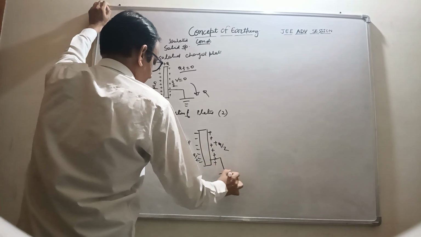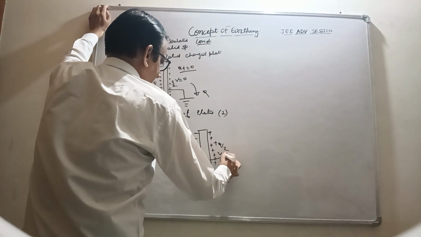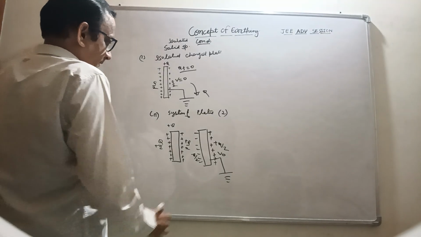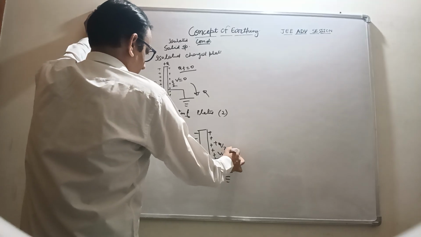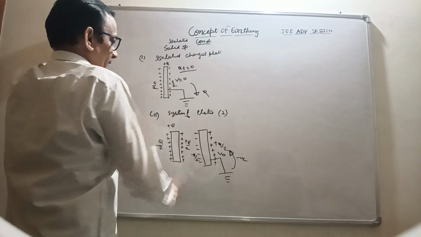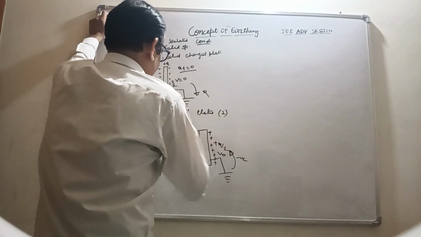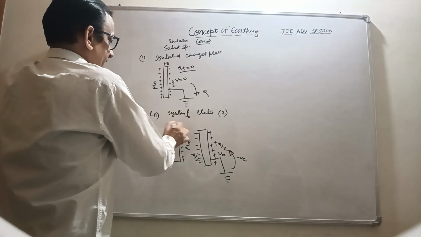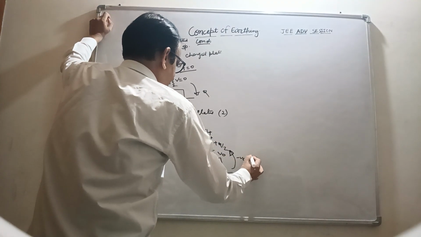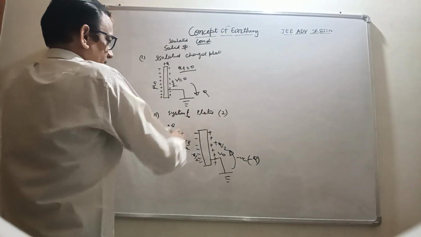On earthing, the potential at that plate would be 0, and some negative charge flows from earth to the plate. This negative charge would be the opposite of the total charge on the first plate, that is minus q. The charge flows from the ground to the plate.